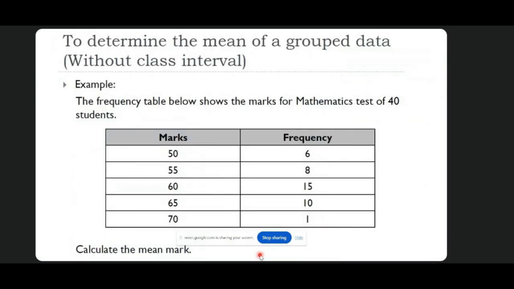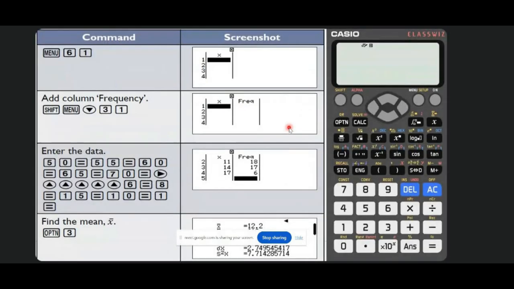Okay, so to determine the mean for grouped data without class interval, this table has marks and frequency. So we have two things that we need to key in. Press menu, press 6 and press 1 variable. You will get the first column, X. Then to add a column, you need to press shift menu, down button, then press number 3 and press 1. Then you will get the frequency column. So you need to key in both columns: key in the X first, and then key in the frequency.